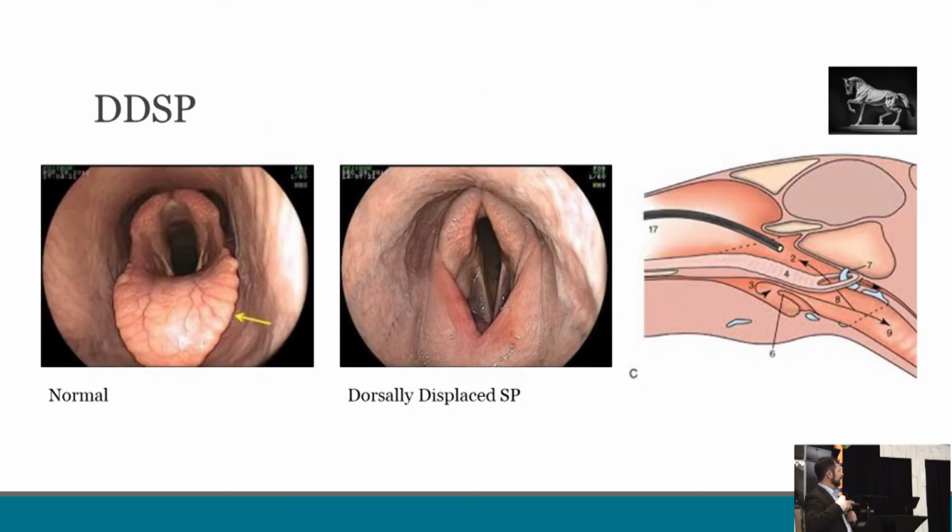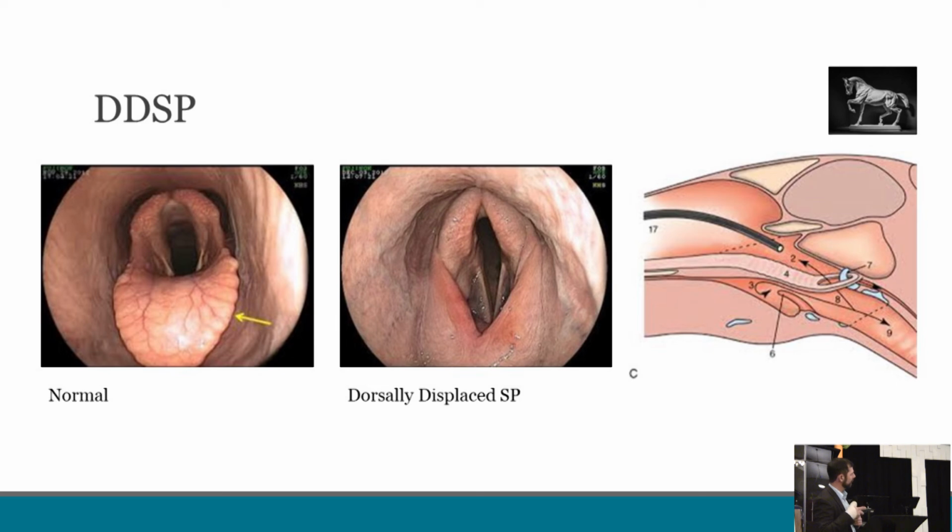So what does that look like? Again, we go back to our normal larynx here, and we have our epiglottis sitting on top of our soft palate. When a horse is dorsally displaced, so dorsal means up, the soft palate has been displaced up. The soft palate is now above the epiglottis. So here we see soft palate, and the epiglottis is now sitting below that. That is actually shown in this image here.